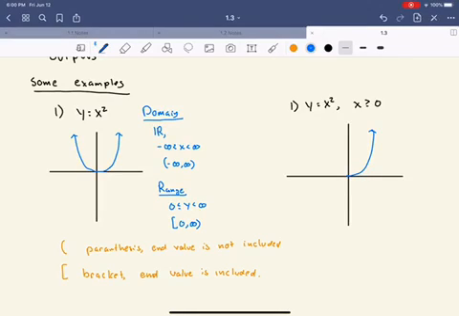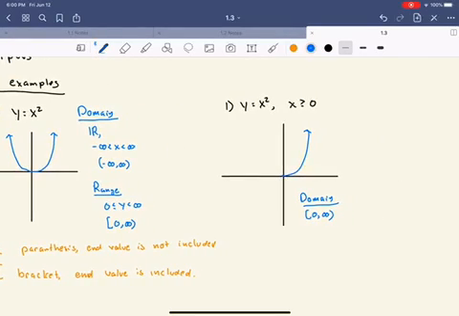Okay, my domain. Well, I've already said it. It's x greater than or equal to 0, which I'm going to write in interval notation. Okay, this is the interval notation. Notice it includes the 0. And the range has not changed. The range is also 0 to infinity.